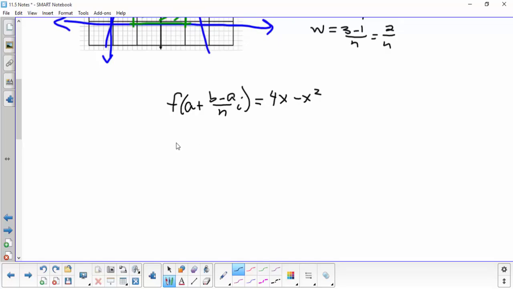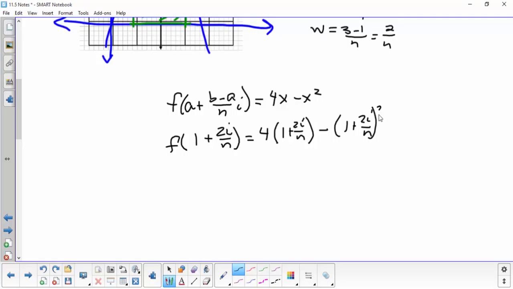So to substitute in, we're going to have f of a, which was 1, plus 2i over n. So we will have 4 times 1 plus 2i over n, minus 1 plus 2i over n, squared. Our next step is to simplify this here. So when we distribute the 4, we get 4 plus 8i over n minus, now we need to take care of this binomial that's squared.